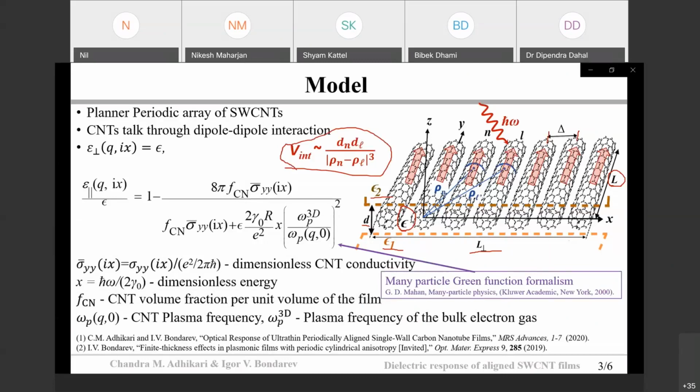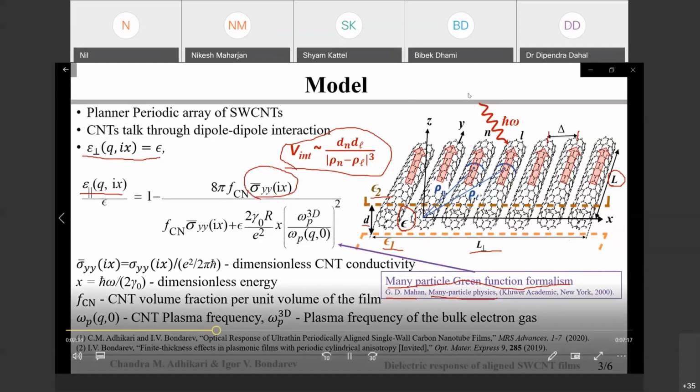We have derived the dielectric response function of the film using the many-particle distribution formalism, which has been presented in the many-particle physics textbook by G.D. Mahan. He has done that for completely different systems, but more or less the idea is the same. What we found is that the perpendicular component of the dielectric response is nothing but the background, while the parallel component of the dielectric response is the conductivity of a carbon nanotube.